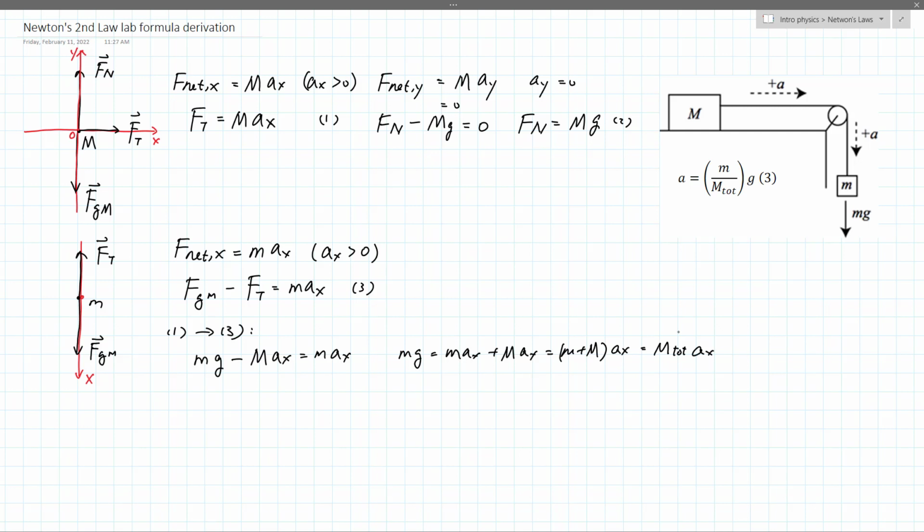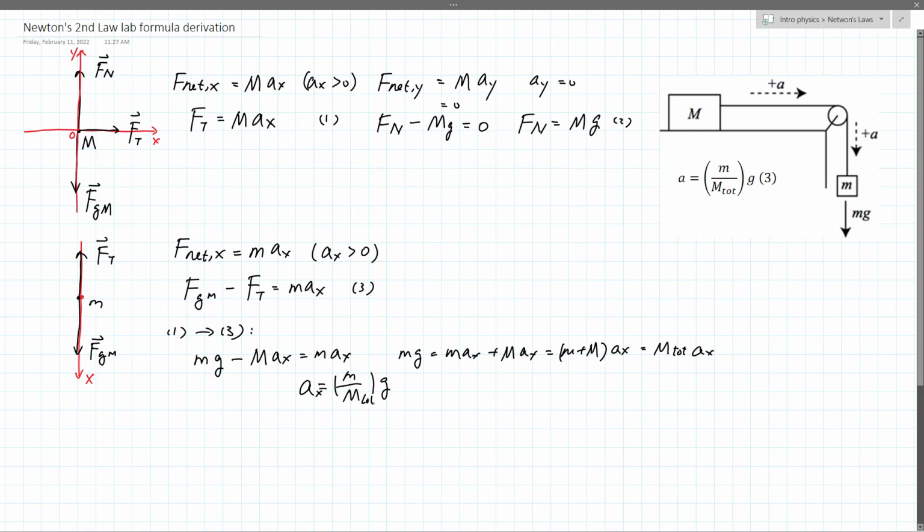Okay, so now I have this, I can just divide out the total mass. I get a equals, this is x acceleration, lowercase m over capital M total, times g here.